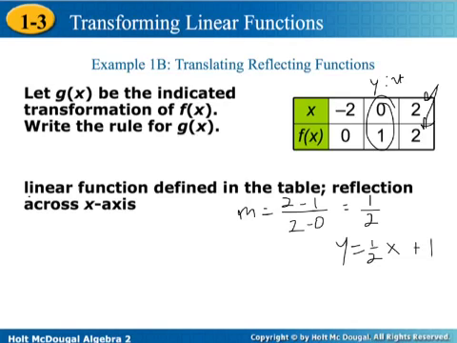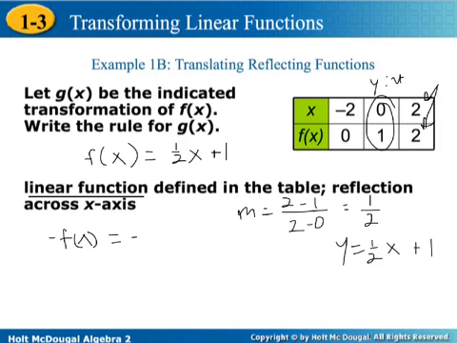So we have our linear function defined by the table, and they want to mirror it across the x-axis. So if I want to mirror across the x-axis, I need to affect the whole function. I need to affect the y. So right now we're saying that f of x is equal to 1/2 x plus 1. But I need negative f of x. I need to mirror across the x-axis.